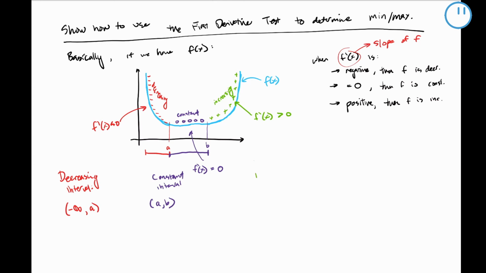And our increasing interval is from b to positive infinity. And that's from here to here, where the function f of x is slowly starting to increase.